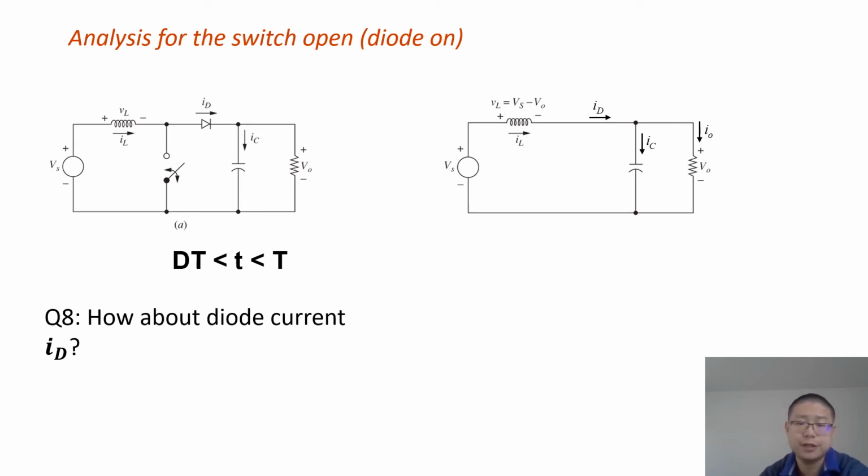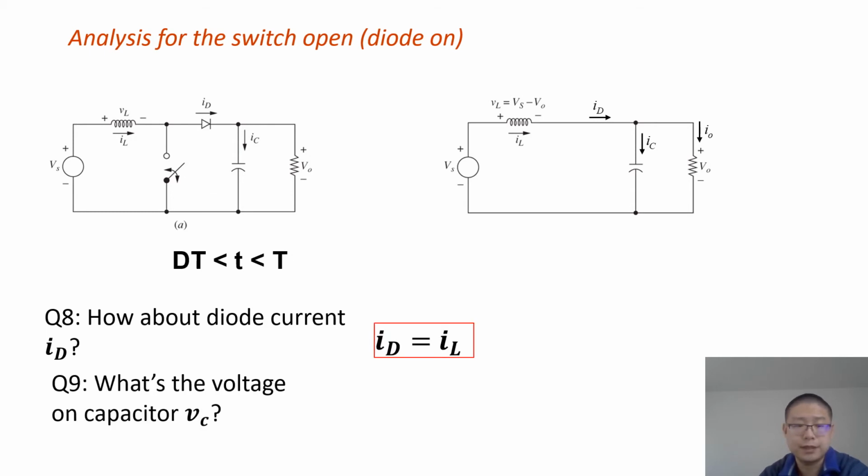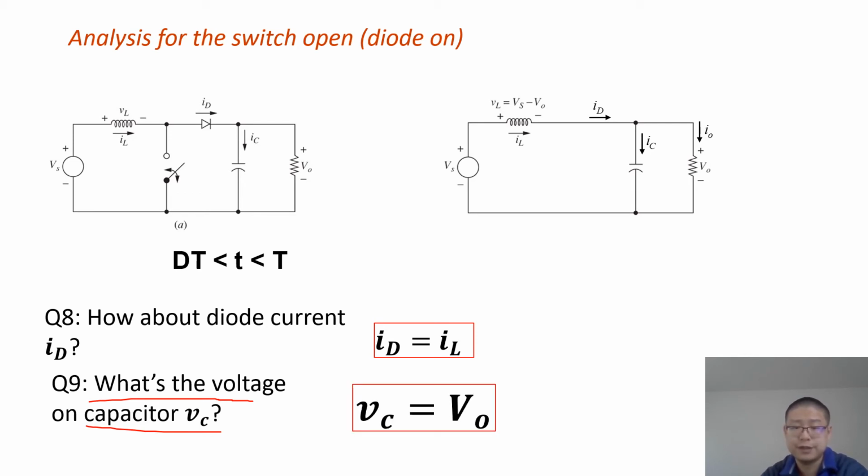Question 8. How about the diode current? Now the diode is forward biased, so it's in series with the inductor. So the diode current ID equals the inductor current IL. And question 9. What's the voltage on the capacitor? The same, we use our assumption. VO is constant, so VC equals VO. And even if VO is not constant, VC also equals VO because they are in parallel, right?